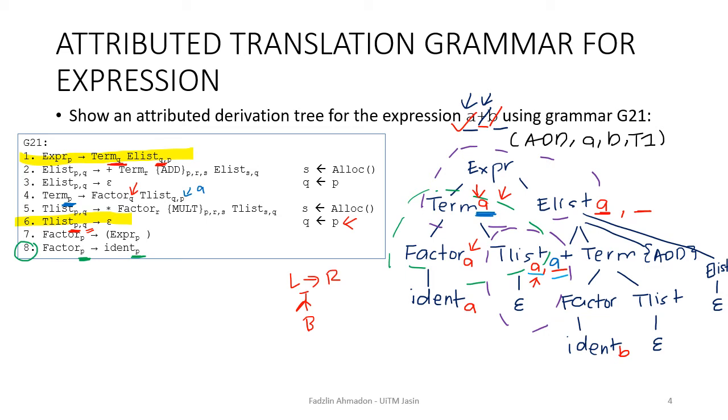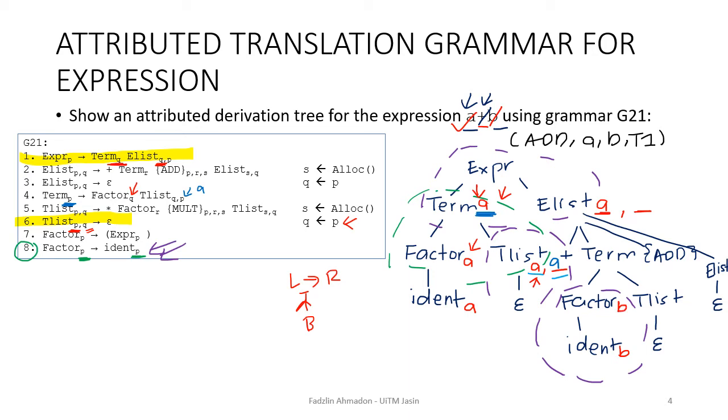So moving on, let's look at this particular rule. Factor can be derived to ident, which is an implementation of rule 8 again. Because rule 8 has the same attributes P and P, and the attribute P of ident is B, the attribute P for factor should also be B.